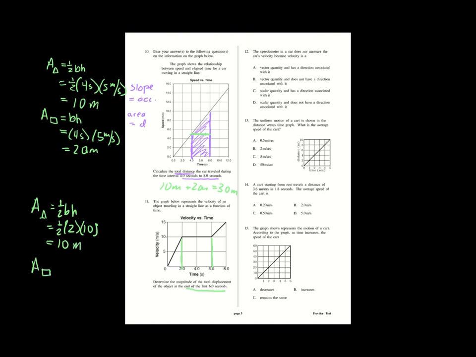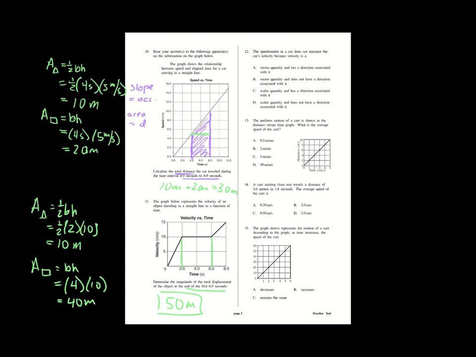And then the rectangle. 2 to 6 seconds is 4. Height is 10. This is a total of 40 meters for that segment. Overall, 50 meters traveled total.